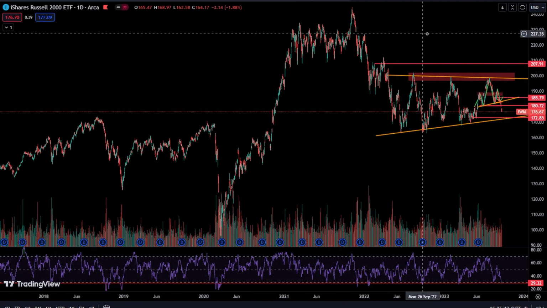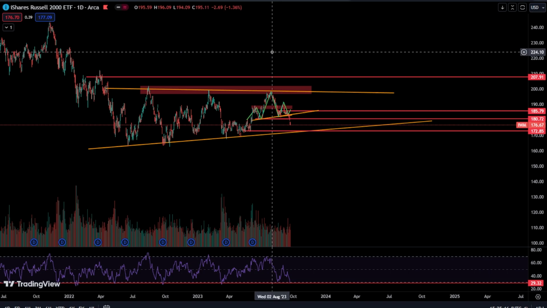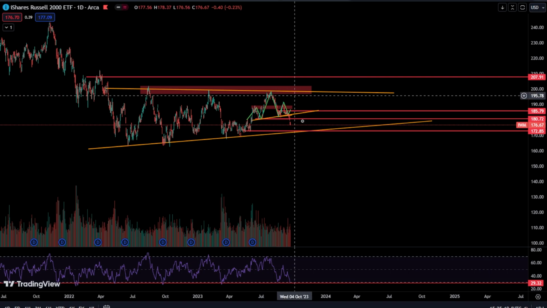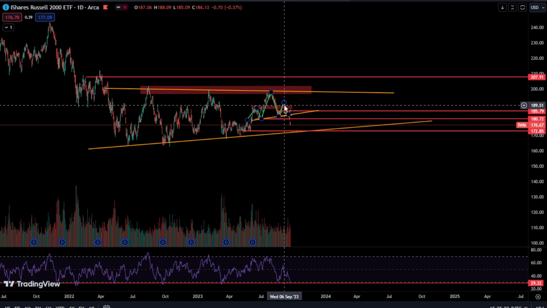And then if you are a seller, all right, if you want to sell the market short for a swing trade, when are you doing that? Are you doing it down here? No. Are you even doing it up here?